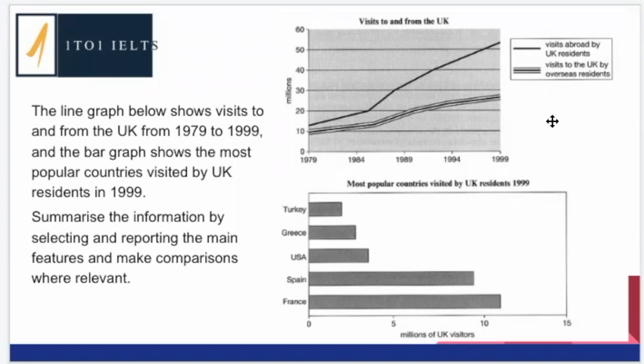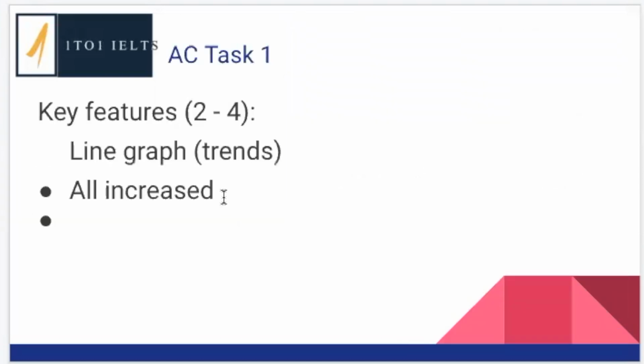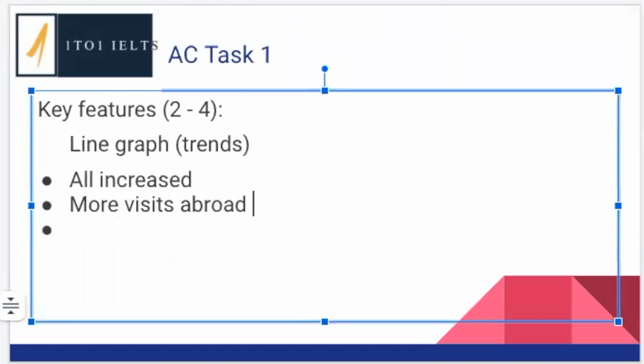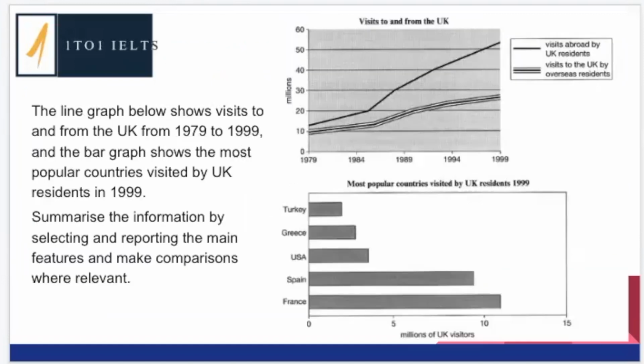We could do a quick compare and contrast. So thinking about high or low. This line is always above this line. So the visits abroad, there were more visits abroad than visits to. All increased. And the only reason I'm thinking about high or low here is because we literally had 1 key feature before. There was 1 key feature of everything increased. Let's put this extra feature in, and now let's move on, because we certainly can't find anything else in here.